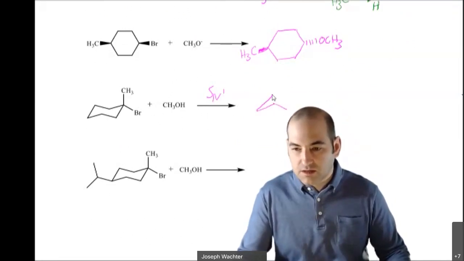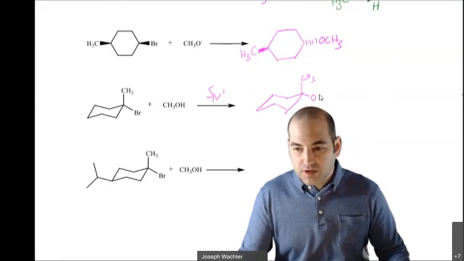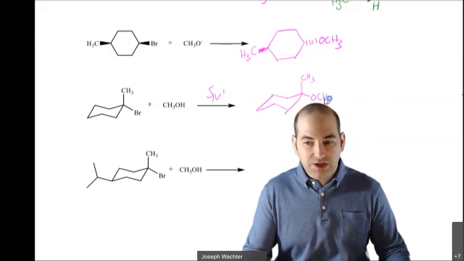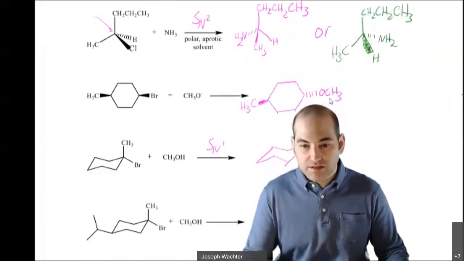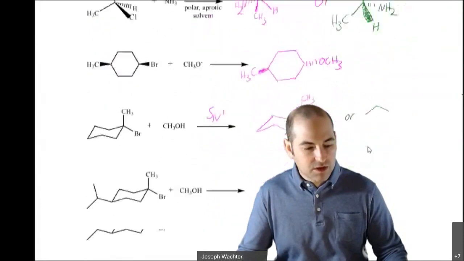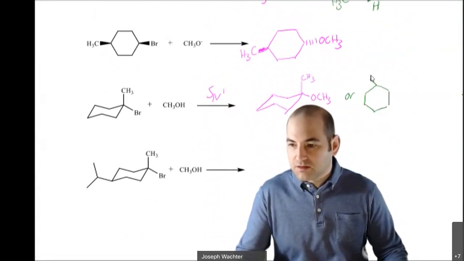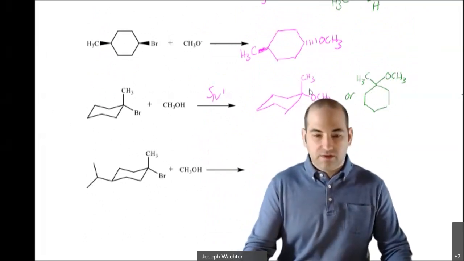So in this case, if we're going to keep it in the chair conformation, we would have this. Now we would also have the other chair conformation, but that's just a conformation. Those are always flipping back and forth. We don't have to actually draw those as two separate products in this case. For this one, we could just draw this because it's the same thing. Not a stereocenter, not a stereocenter. So we don't need to specify stereochemistry either in the chair form or otherwise.